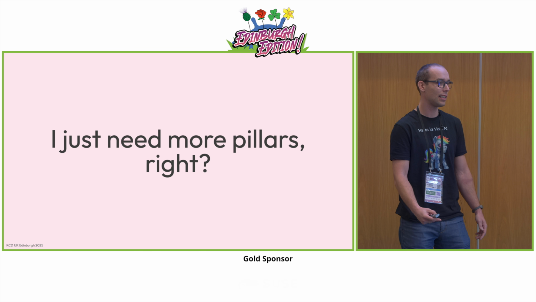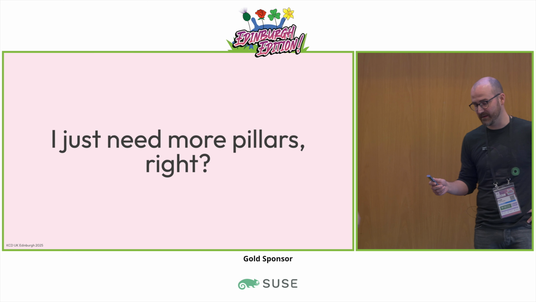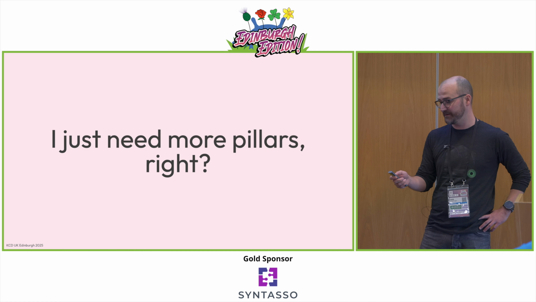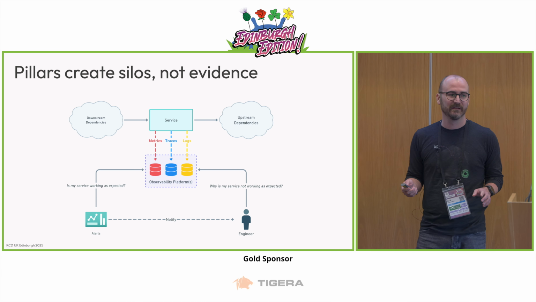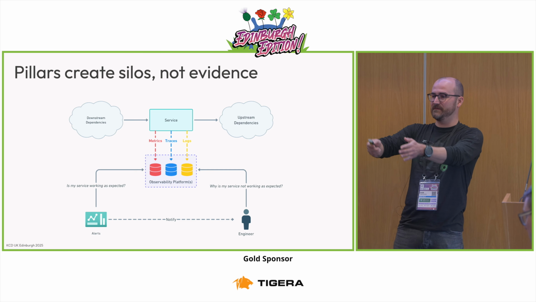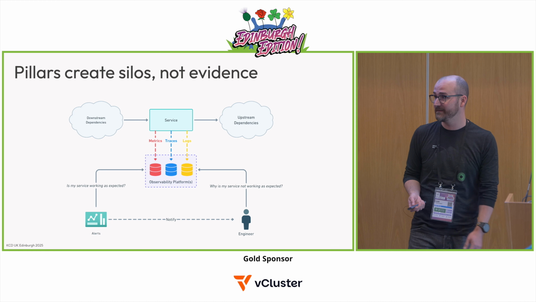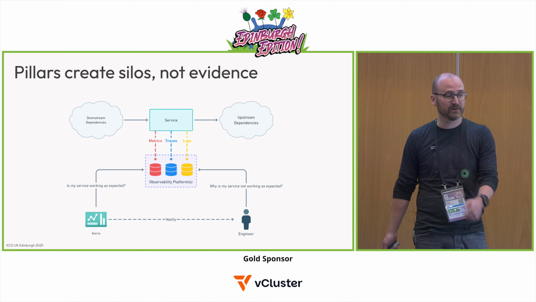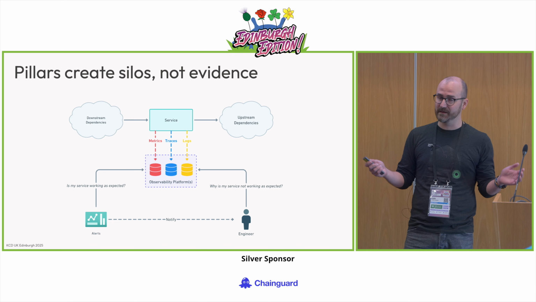Does it mean that I just need more pillars than logs, right? Yeah, the concept is that there are more pillars than logs, right? But the concept of pillars is a bit outdated. Pillars are different isolated signals that we send to maybe one or many observability backends. You might send your metrics somewhere and your logs somewhere else. They create silos. So if you think about telemetry in pillars, it creates silos.